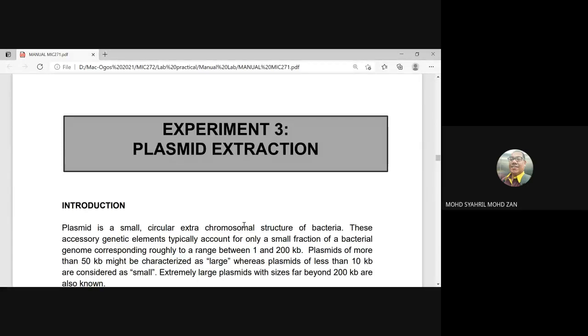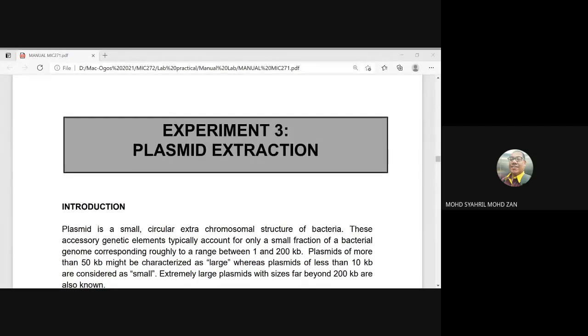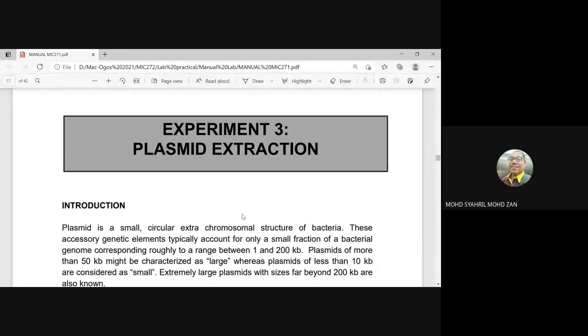So today we continue our experiment, actually experiment number 3. It's about plasmid extractions. Please be ready with your manuals. So we'll start our lab session from now on.